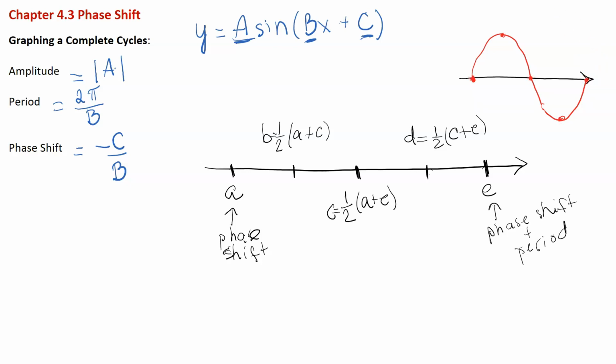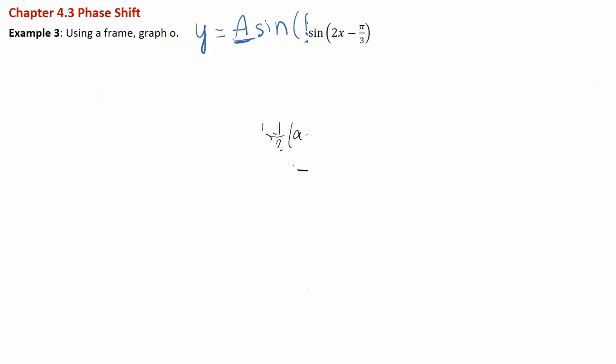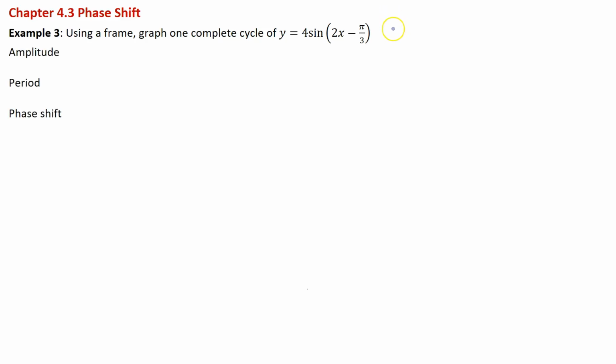Now that we know these useful tools, let's build a frame and graph one complete cycle of y equals 4 times sine of 2x minus pi over 3. To build a frame, we need to identify the amplitude, period, and the phase shift of the graph. I'm going to write the general form of the sine graph: y equals A sine of bx plus c, and identify the coefficients A, B, and C for our graph. Coefficient A is equal to 4, coefficient B equals 2, and coefficient C equals negative pi over 3.